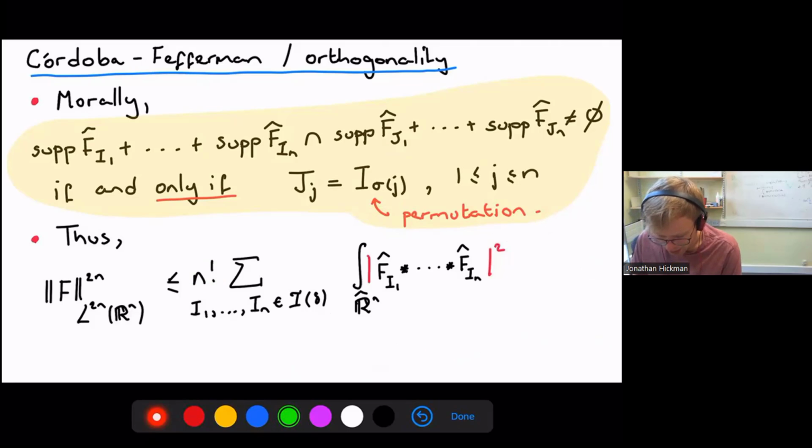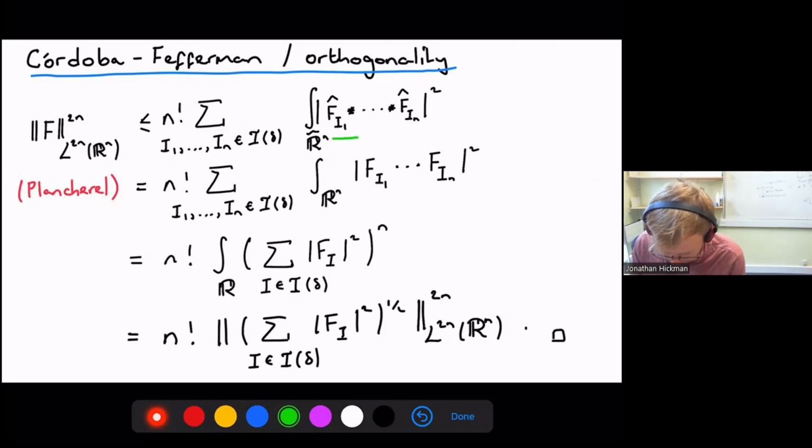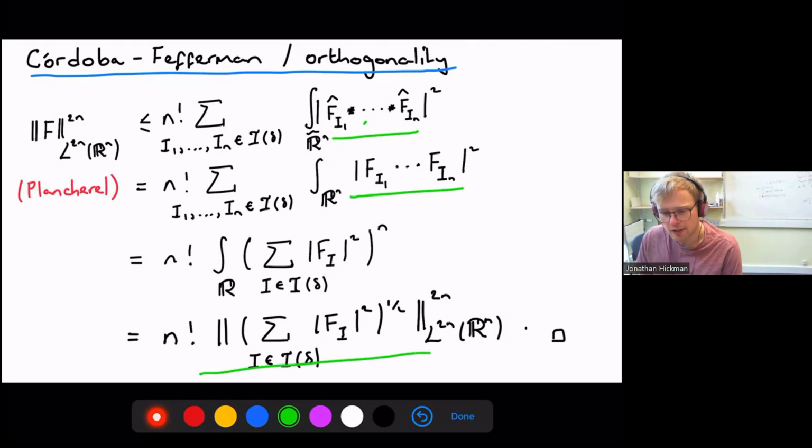We can write this inner product as an L2 norm, and at this point we just reverse all the steps from earlier in the proof. We take these L2 norms and apply Plancherel to go back to the physical domain, and the n-fold convolution goes back to being an n-fold product. We then interchange the order of summation and integration and write the sum of the products as a product of sums. And lo and behold, we arrive at the desired expression on the right-hand side, this L2n norm of the square function.